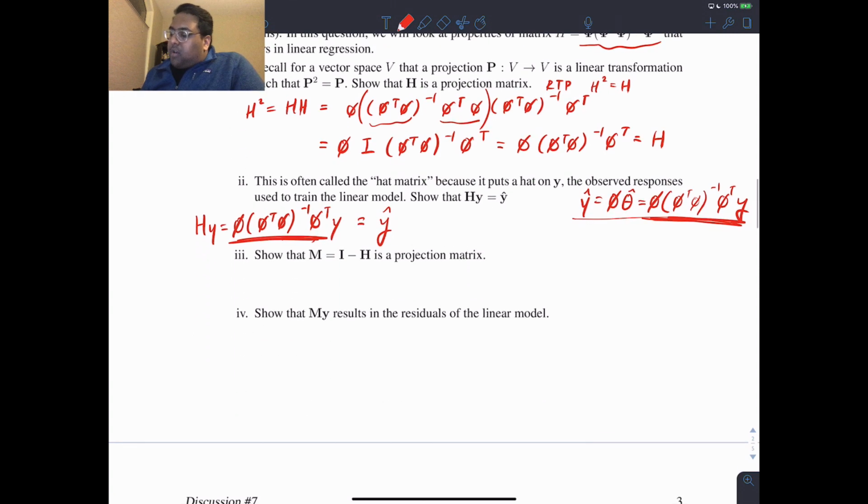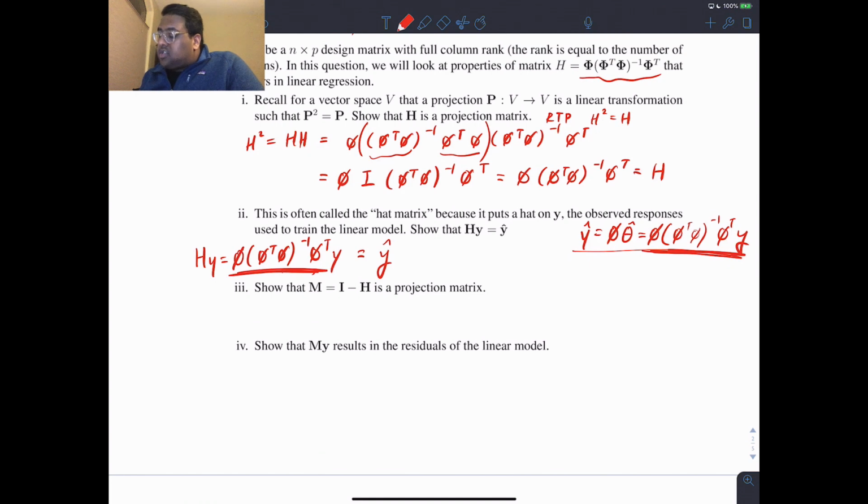Cool. In part 3, we want to show that M, which is I minus H, is also a projection matrix. Again, what we're required to show is that M squared brings you back to M. Let's do that. M squared is just (I minus H) times (I minus H), and we can distribute our multiplication the same way we do with scalars. So I have I squared minus I times H minus H times I plus H squared.